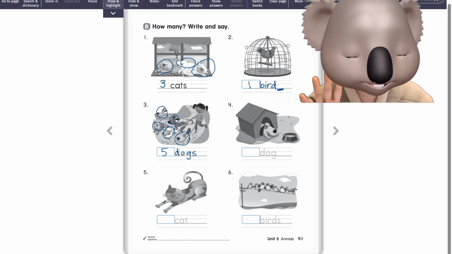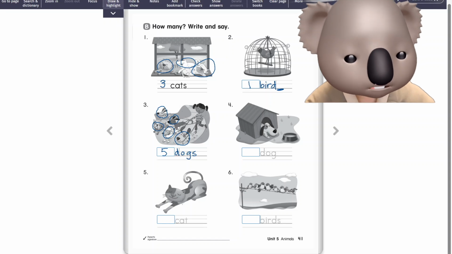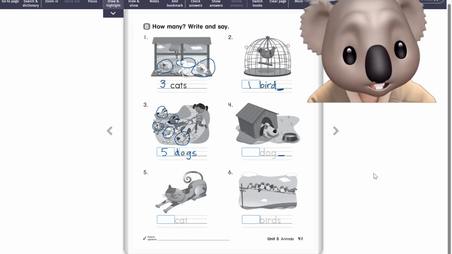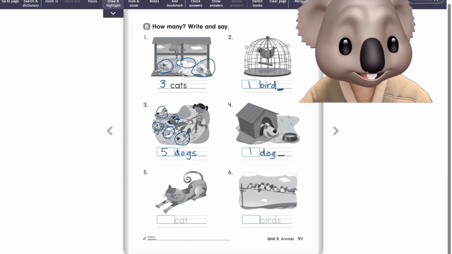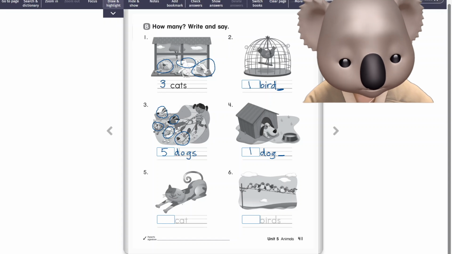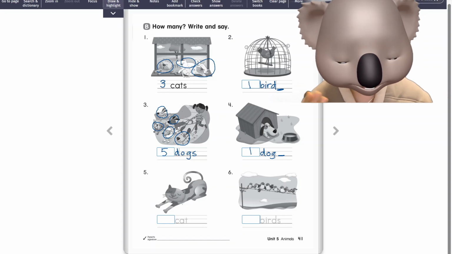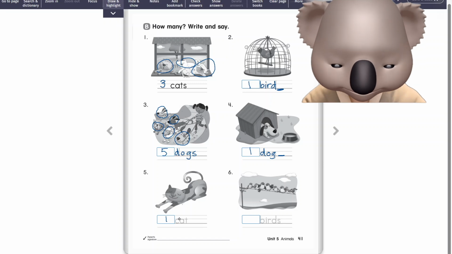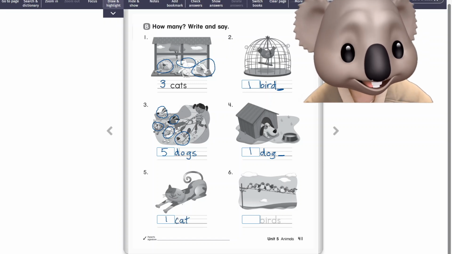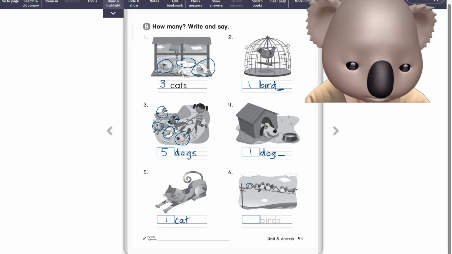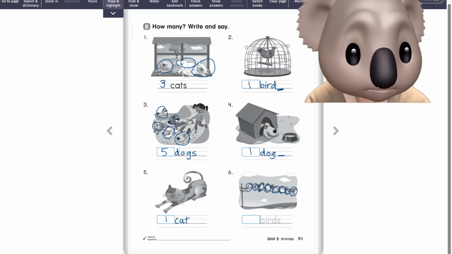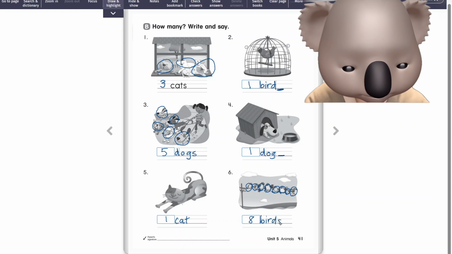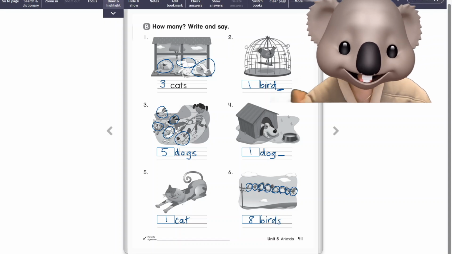And in number 4, how many? 여기도 S가 없네요. 그러면 1 dog. You're doing a great job. In number 5, how many? 1 cat. And number 6, how many? 1, 2, 3, 4, 5, 6, 7, 8 birds. Great job! Check your answers and let's keep going.